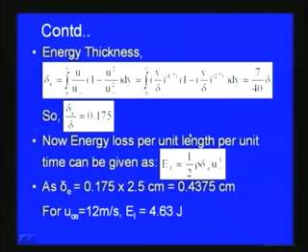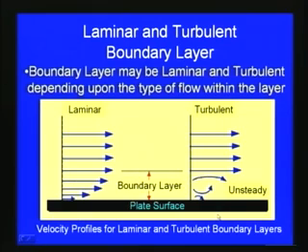So, now the energy loss per unit length per unit time can be obtained as EL is equal to half rho delta E U infinity square. So, delta E we can substitute as 0.175 into 2.5 centimeter, where delta is 2.5 for the given section. So, this is equal to 0.4375 centimeter. And the free stream velocity is already given as 12 meter per second. So, we can calculate this EL, the energy loss per unit length, is equal to 4.63 joules. So, like this we can calculate various parameters.